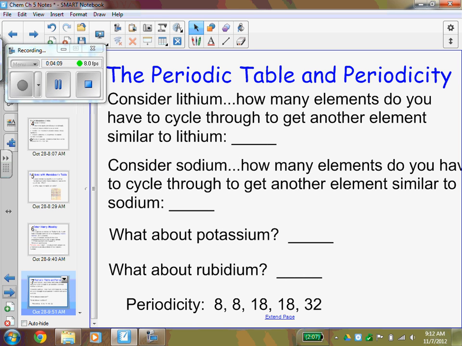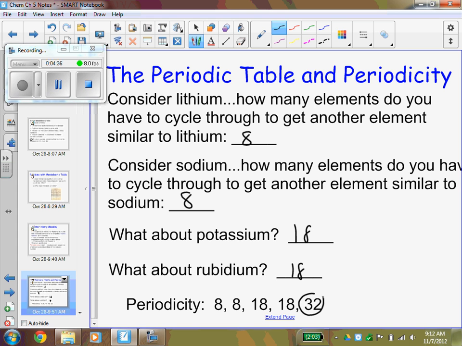Now, if you take a look at the periodic table and the periodicity behind that, if you take a look at lithium and you count over, including lithium, how many elements do you have to count in order to get an element just like lithium? The answer is 8. And if you have sodium, how many elements do you have to count to get an element that looks and acts and behaves just like sodium? The answer is 8. If you talk about potassium, it's 18. If you talk about rubidium, it's 18. And if we actually went one more step, we'd have 32.